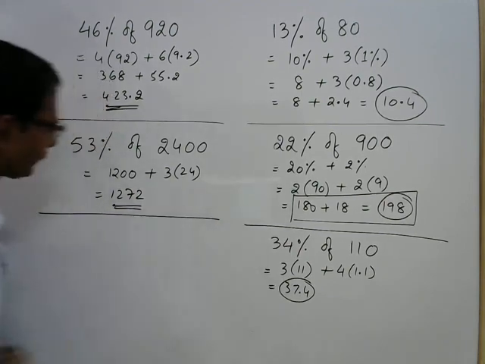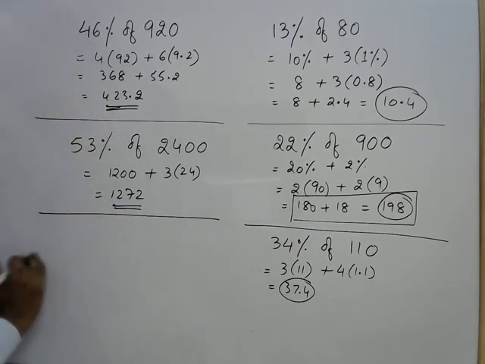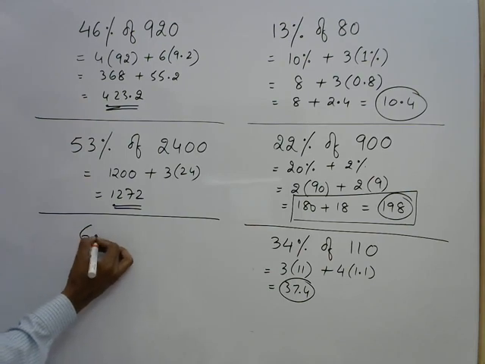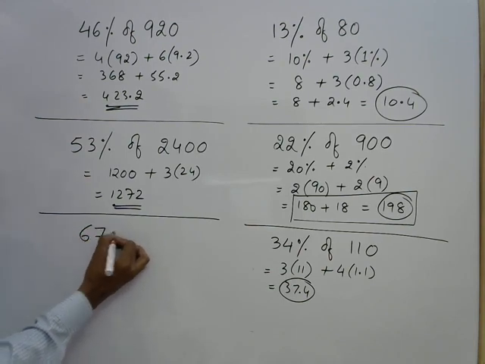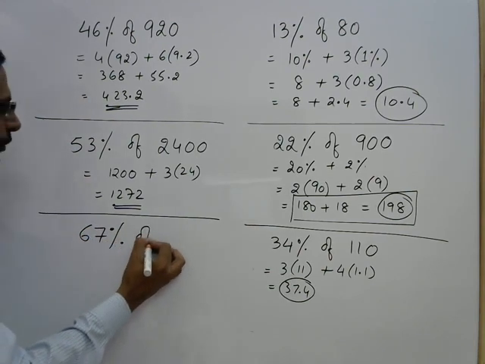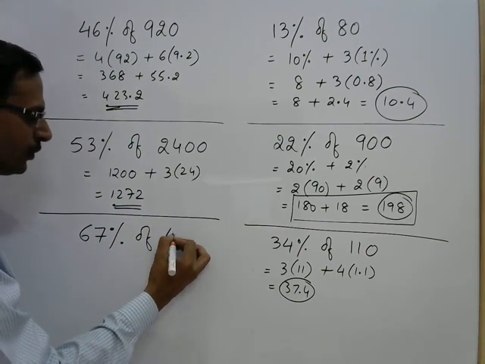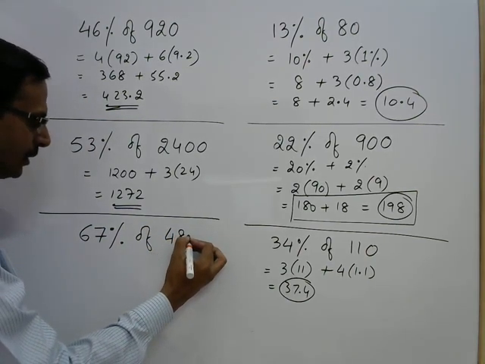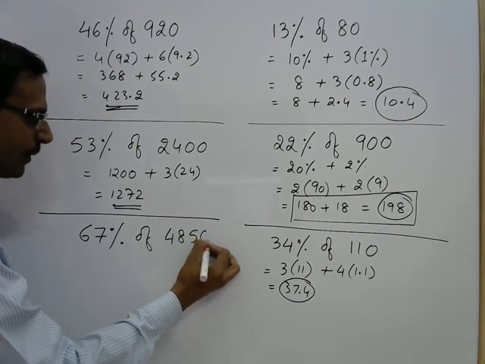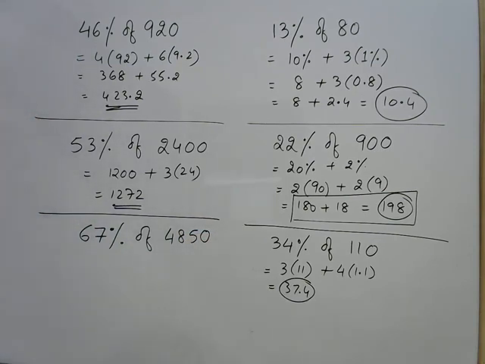Okay, let's have one more. This is 67% of, okay, another easy number, 4850. Okay, 67% of 4850. Yeah, math is easy. You got that right. 50%. You need to calculate 50% there. So that's what I told you. 1200 is 50% of 2400.